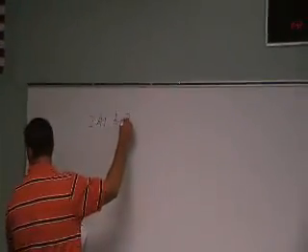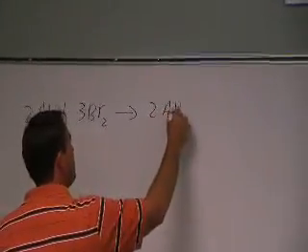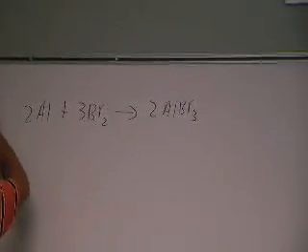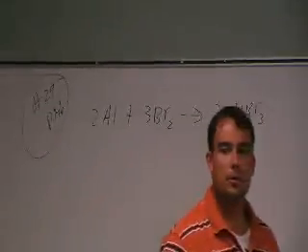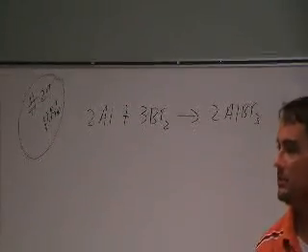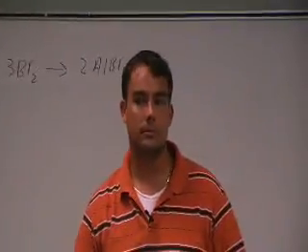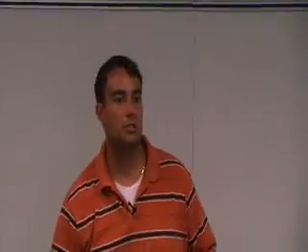Here's number 29. It says aluminum reacts with bromine to form this. 2Al plus 3Br2 yields 2 aluminum bromides. Number 29, page 196. Okay. Now, what type of reaction is this? Combination, she tells me. Remember what a combination is?